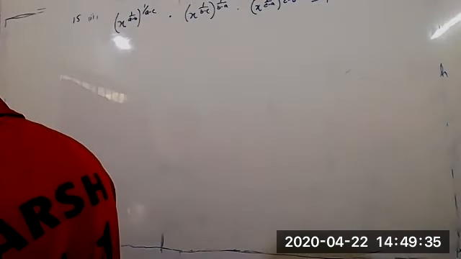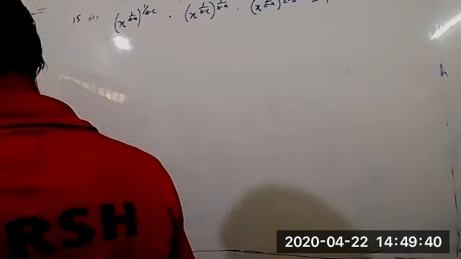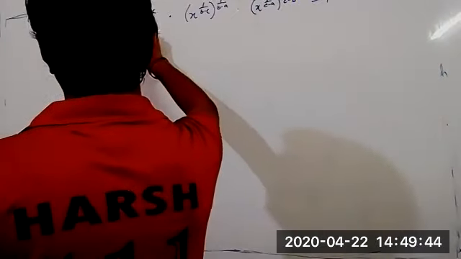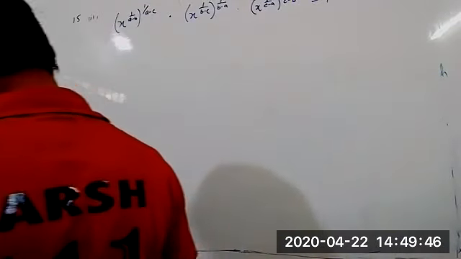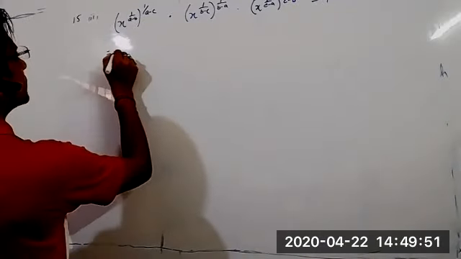It's 1 by x to the power. It's 1 by x for everything. No, it's x to the power 1 by a minus b to the power 1 by a minus c. Okay, Aditya, come. Let's do it.